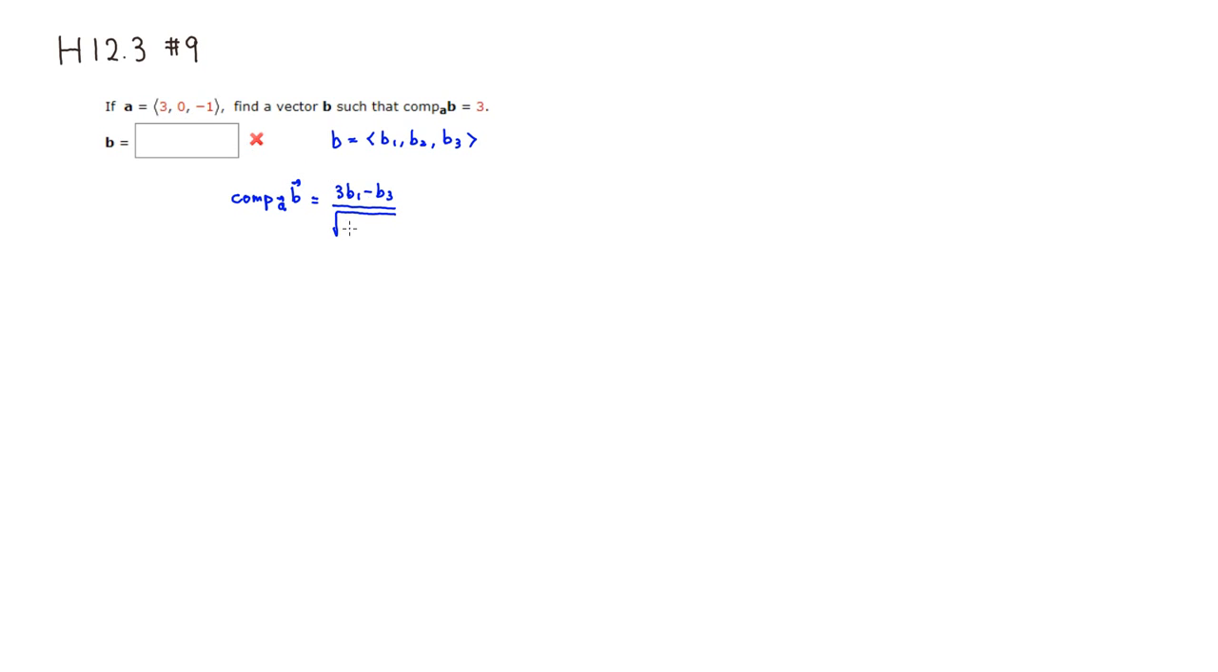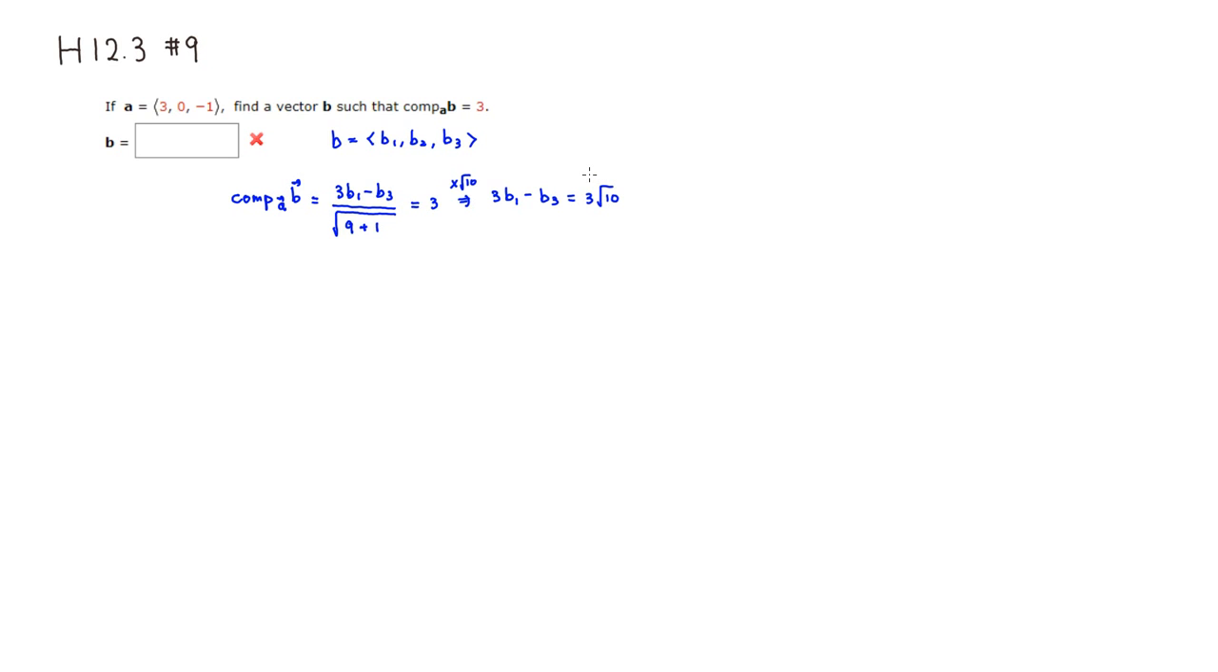In this case, 3 squared would be 9, and 0, and the negative 1 squared would be 1. So we get, this has to be equal to 3. You have a square root of 10 there, so I'm going to multiply through by square root of 10. So you have 3B1 minus B3 is equal to 3 square root of 10.